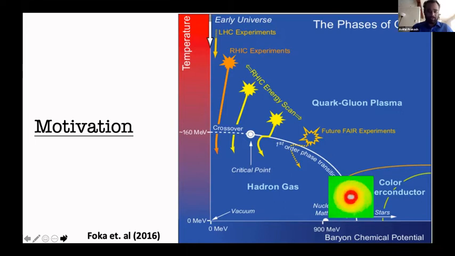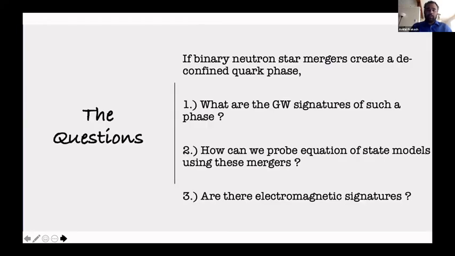So let me begin by posing the questions. We assume that binary neutron star mergers do create a deconfined quark phase, and we ask: what are the gravitational wave imprints of such a quark phase? How can we probe equation of state models using these mergers? And are there any electromagnetic signatures which can provide a signature of a deconfined quark phase? So how do we go about answering them?